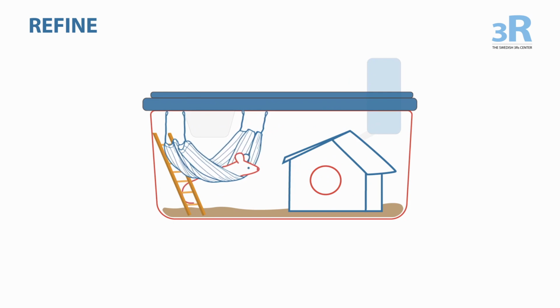Progress has also been made in providing laboratory animals with environmental enrichment so that the animals can live as naturally as possible. Examples of enrichment are things for stimulation and activation, as well as material for nesting and hiding.